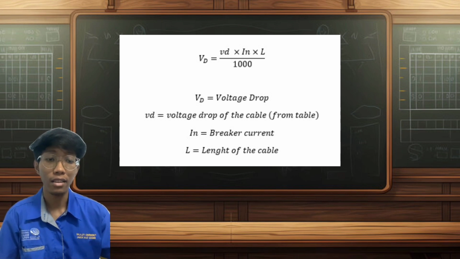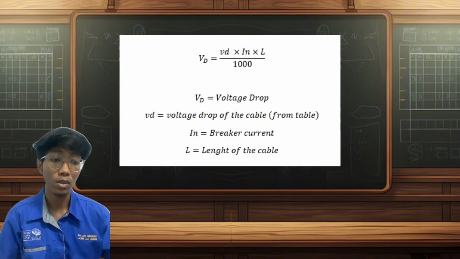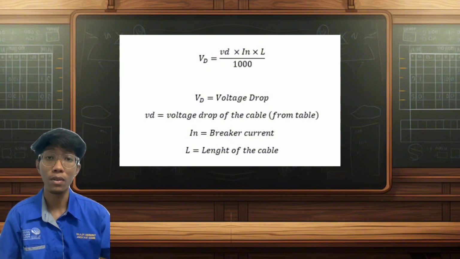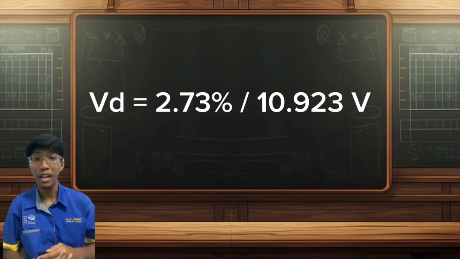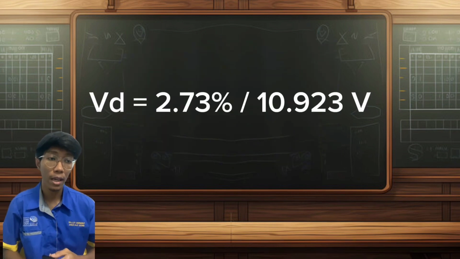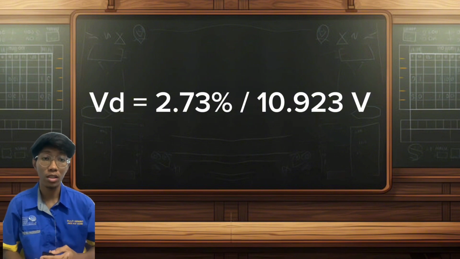For the size and type of cable used for wiring on the first floor, we have decided to use non-armor PVC cable with a diameter of 25 mm. From this selection, the voltage drop for this cable installation is calculated to be 2.73%, which corresponds to 10.92 volts.